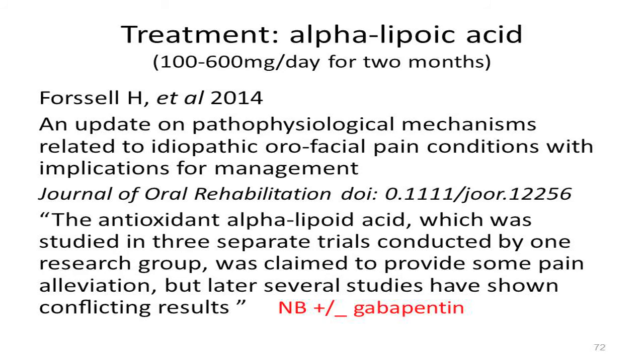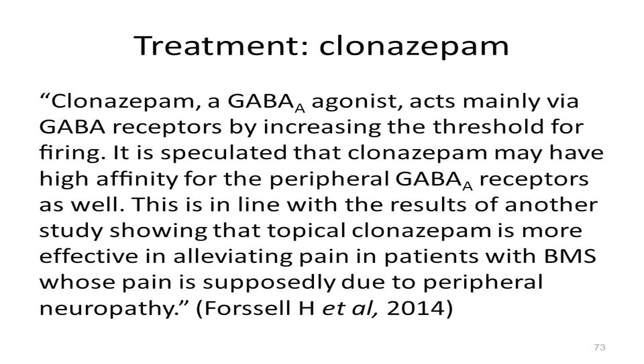So alpha-lipoic acid, I'm not going to go into the study with you, with or without the antineuropathic drug gabapentin or pregabalin. So we tend to start off with the alpha-lipoic acid and then add in, after 3 months or so, if there's no change, one of the antineuropathic drugs, pregabalin or gabapentin.